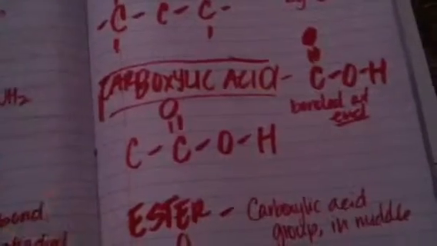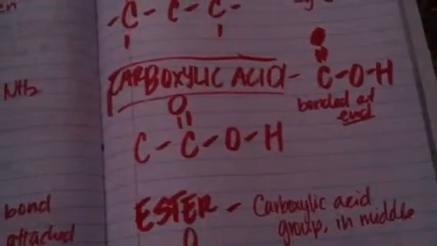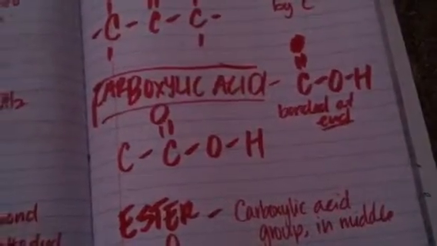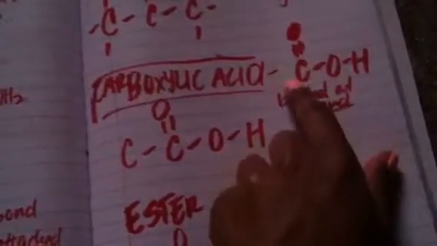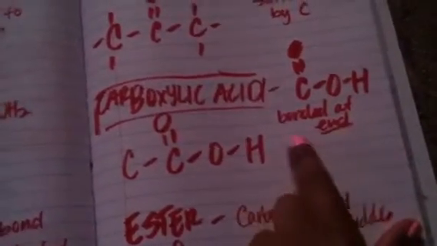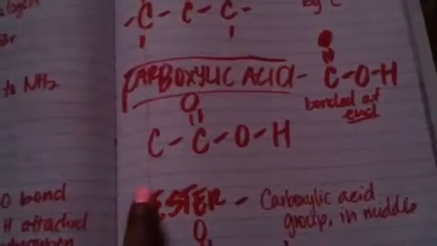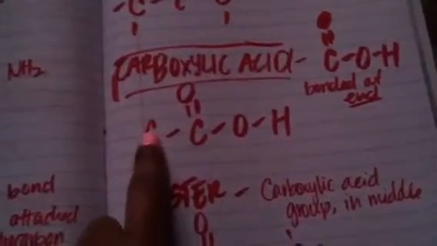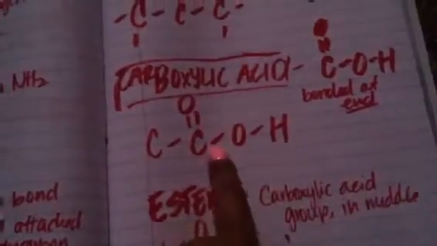Next we have a carboxylic acid. And that is when you have this sequence right here where you have a carbon to oxygen double bond. The oxygen and the hydrogen is bonded at the end of a chain. So here we have, pretend there's bond, bond, bond here. And this is a hydrocarbon group, and this would be at the end of the chain.